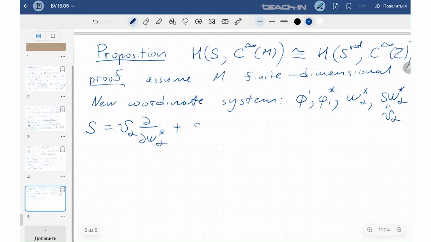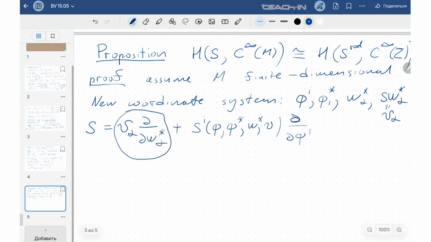plus S I phi star W star V d over d phi I. This is the first step. So what is important is that we get such a term here, which in fact we already saw.